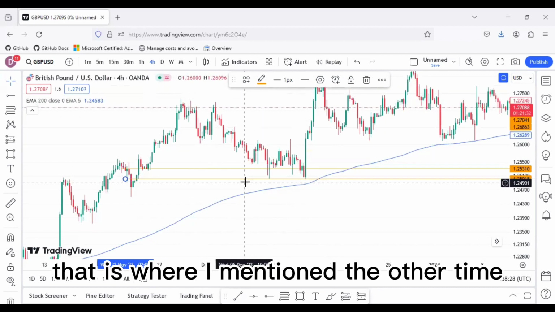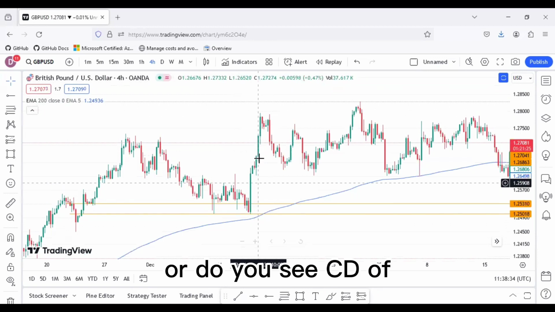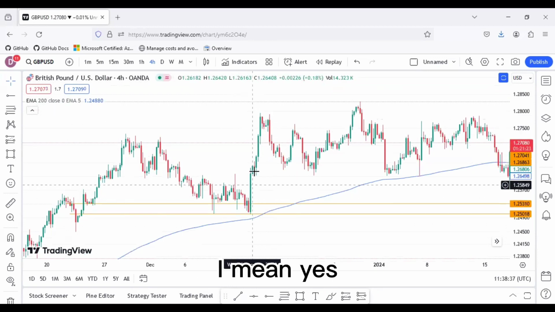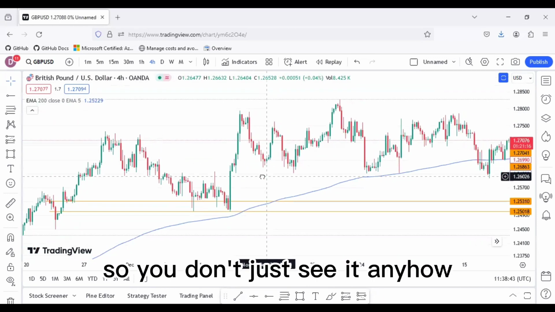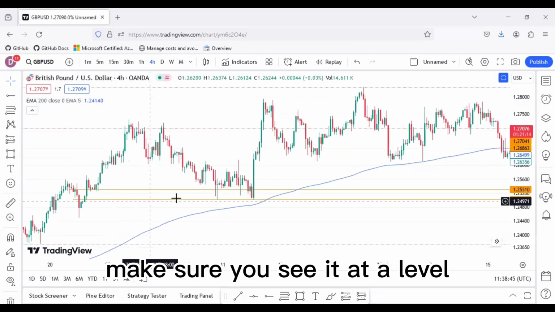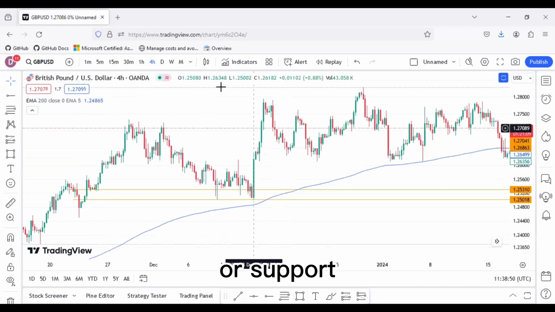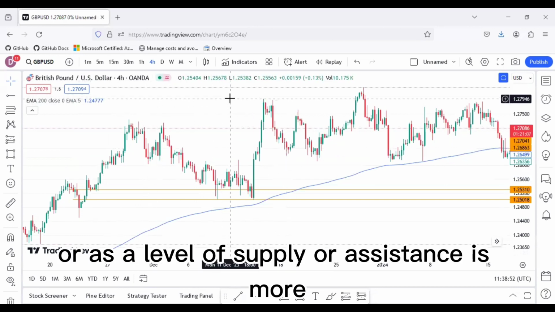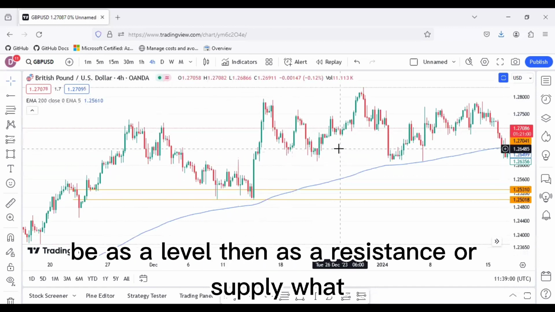That is what I mentioned the other time. That is when it will work. And what do you see? As soon as you see this engulfing, what do you see? See the up move. See how many pips it gives. Okay, so you don't just see it anyhow. Make sure you see it at a level, at a demand or support, or at a level of supply or resistance. It must be at a level.